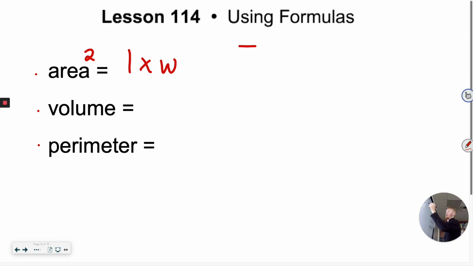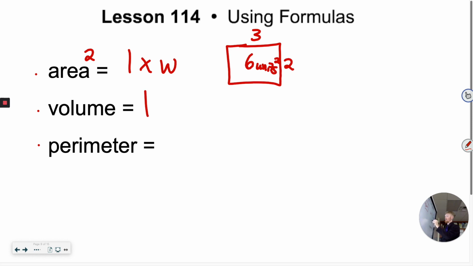So if I have a square or a rectangle and this is 3 units, this is 2 units, to find the area I multiply the 3 times the 2. So it would give me 6 units squared. 6 units squared or 6 square units.